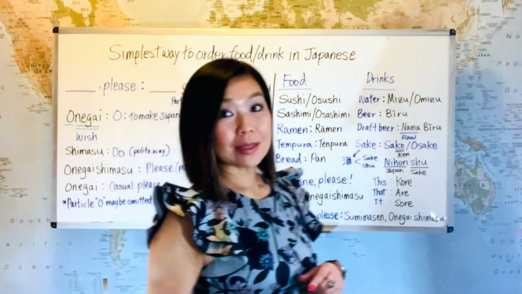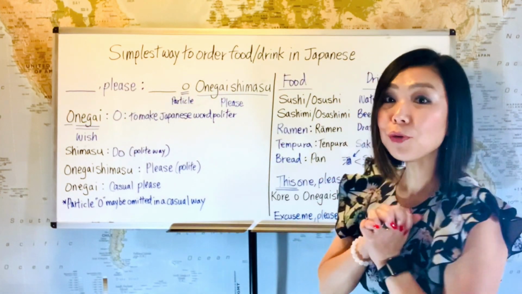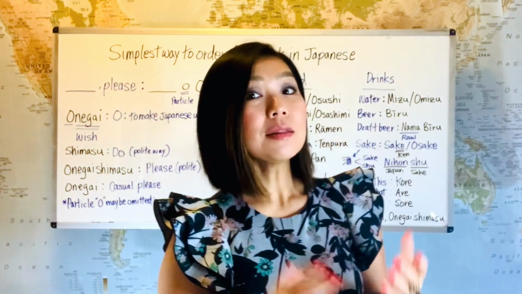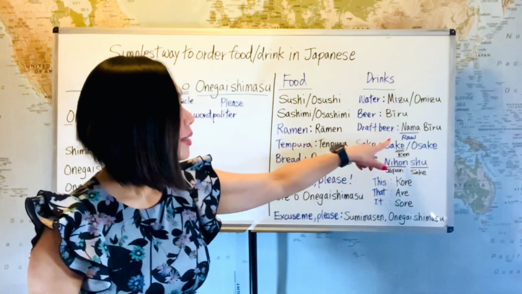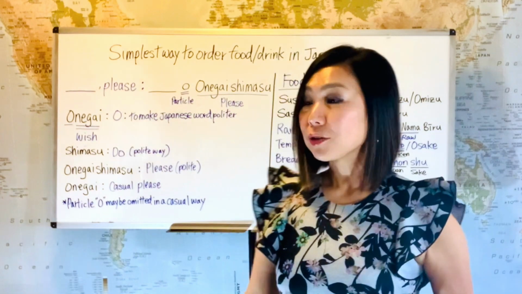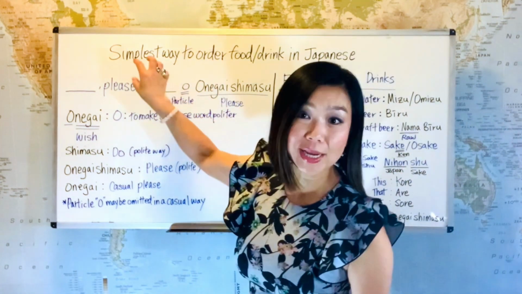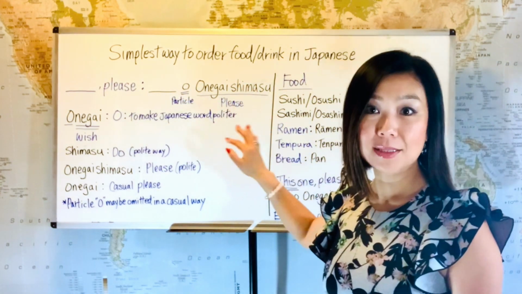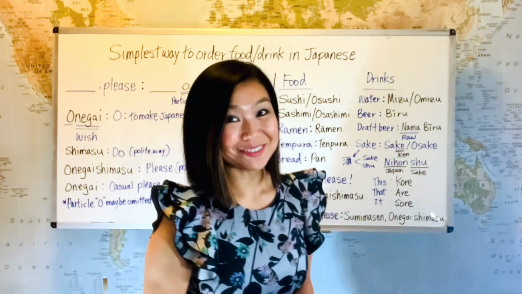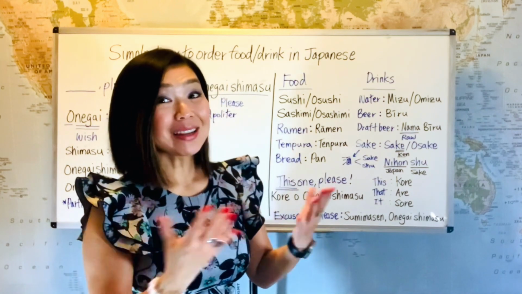So let's do a little practice here. If you want to order the draft beer at the izakaya, can you order it now? So draft beer is nama biru, right? So you're just going to add nama biru right here. So you say nama biru o onegai shimasu. Nama biru o onegai shimasu. Okay.